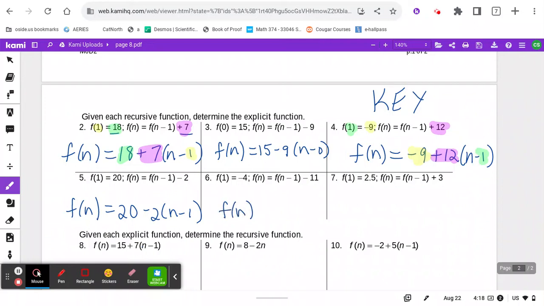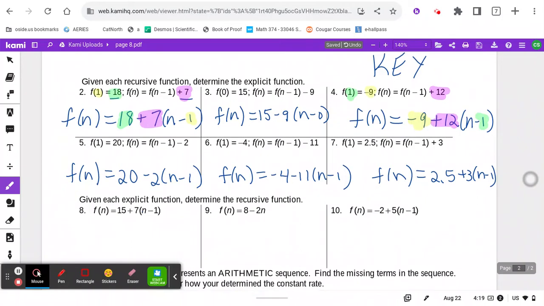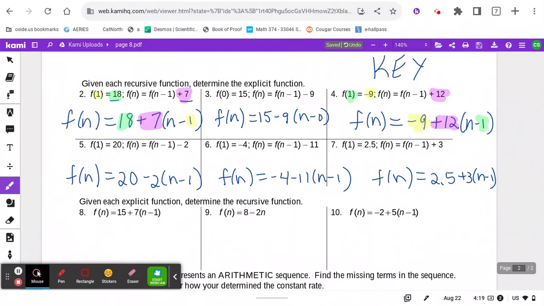So here I go with the next one. Begins with negative 4, subtracting 11 repeatedly to the previous term. And finally, begins with 2.5, adding 3 repeatedly to the previous term. Okay, see if you can make sense of that and why all those numbers appeared in that order.